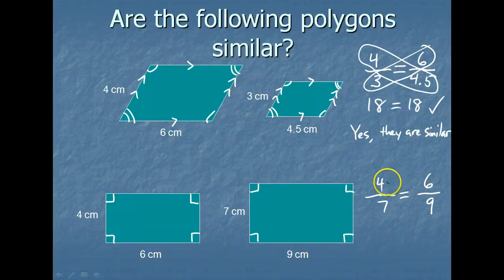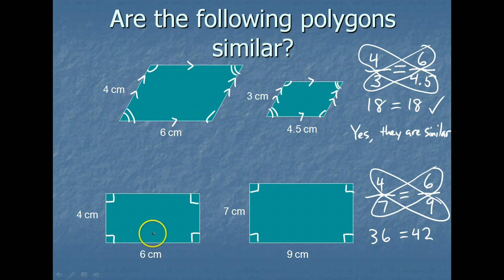To check to see if they are proportional, cross multiply. 4 times 9 is 36. 7 times 6 is 42. So even though these two rectangles meet qualification number 1, all the angles are congruent, the sides are not proportional. So no, they are not similar.